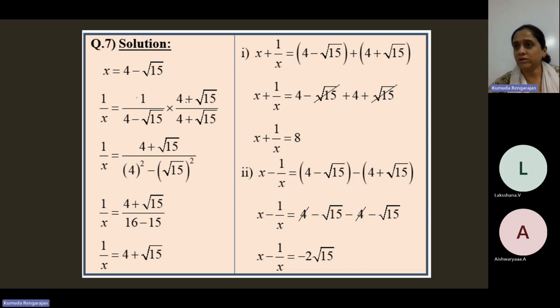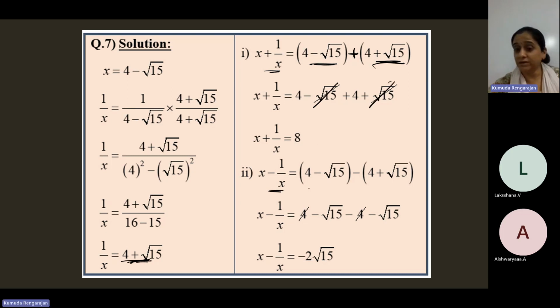So to find x plus 1 by x and x minus 1 by x, since 1 by x has an irrational denominator, we have to rationalize it. So we have 1 by x is equal to 4 plus root 15 with a rational denominator. So now let's find x plus 1 by x and x minus 1 by x. So this is x, this is 1 by x, and we'll have to add. So it's 4 plus 4, 8.